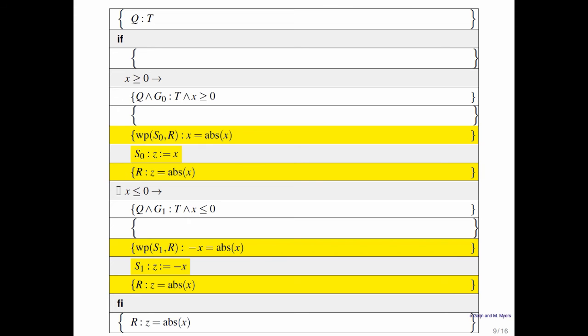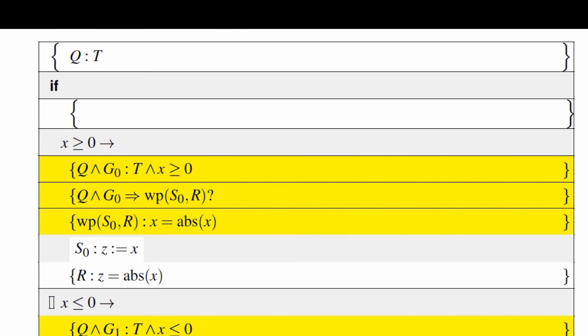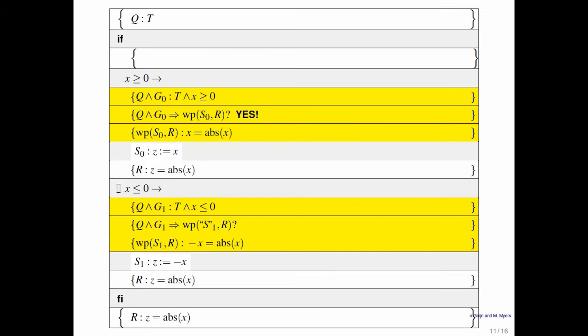Okay, so what do we know next? Well, now we can ask the question, is it the case that Q and G0 implies the weakest precondition of S0, R? And you can kind of reason through that, or you can take out a piece of scrap paper and actually work through it. But the answer is yes. Similarly, you can look at Q and G1. You can ask the question, does that imply the weakest precondition of S1 leaving you in a state where R is true? And again, you can either whip out a piece of paper and work through that, or you can just eyeball it and indicate that the answer is yes.